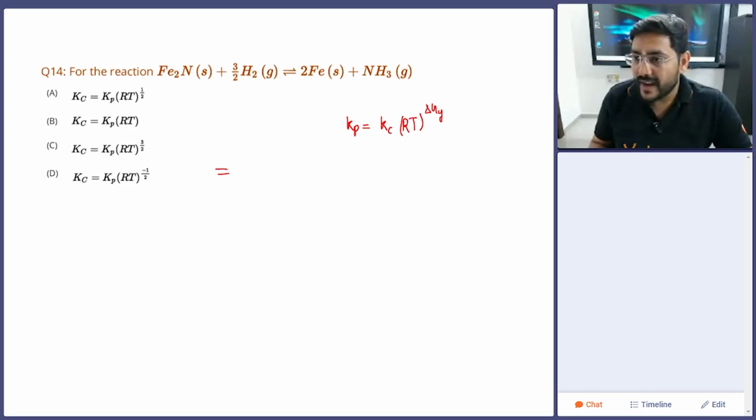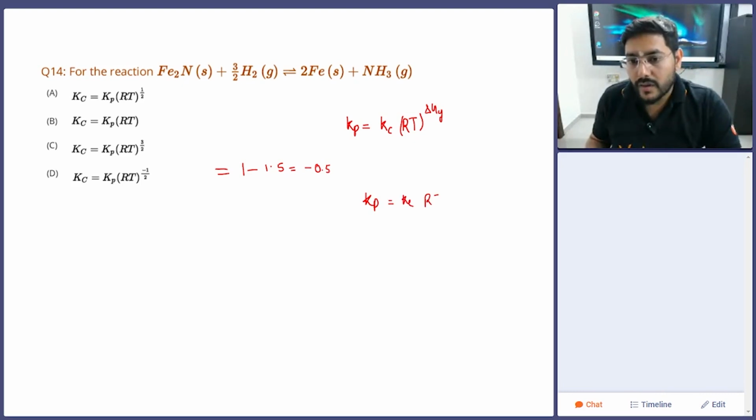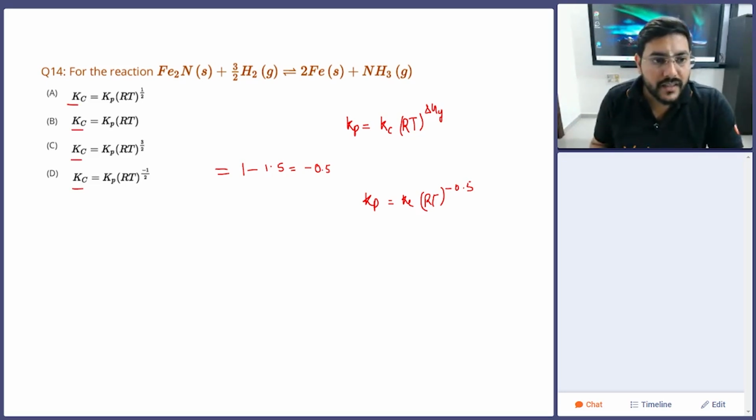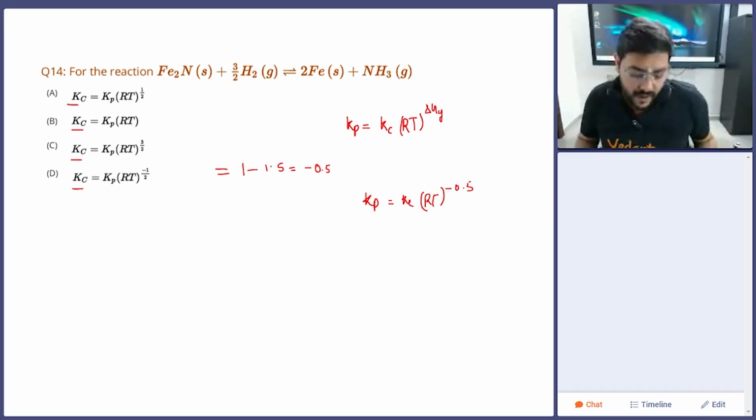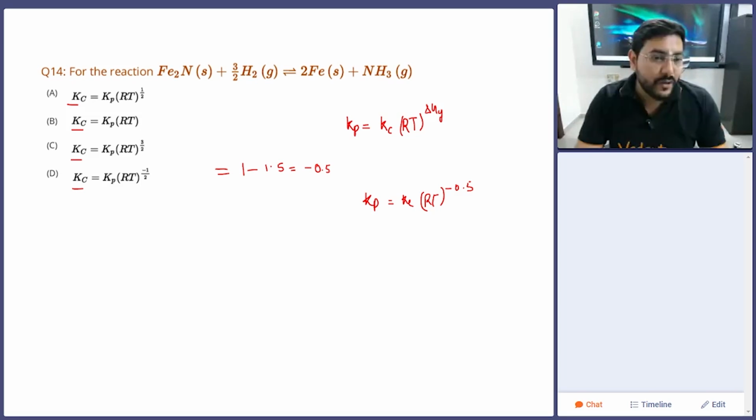So product gaseous moles minus reactant gaseous moles. So 1 minus 1.5. So can I say that? Come on, everyone. Minus 0.5. Yes or no? Or minus 1 by 2. Come on, everyone. So Kp is equals to Kc RT to the power minus 0.5 or minus 1 by 2. Come on, everyone. So here they are asking in terms of Kc, right, everyone? Yes or no? Come on, tell me. So what is going to be the right answer?